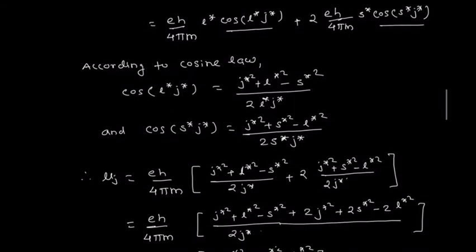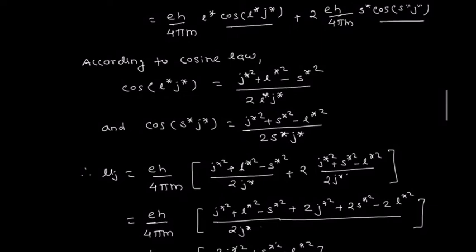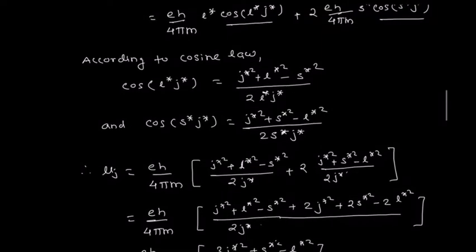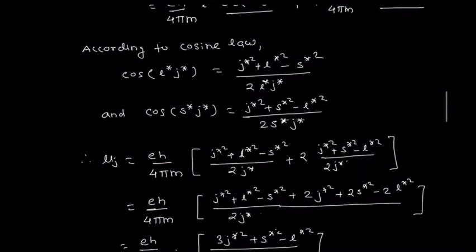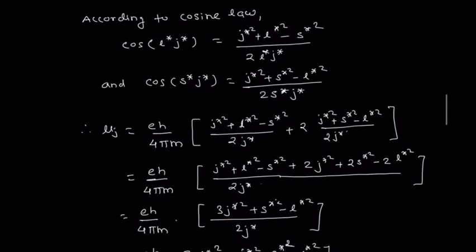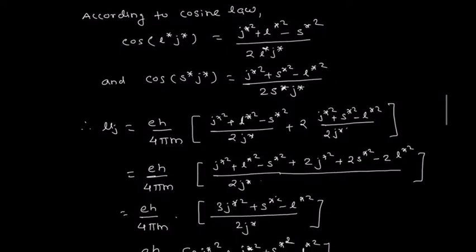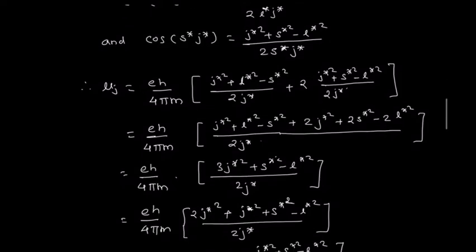Again simplifying the bracketed term by taking LCM twice J*. Numerator terms we first simplify and we get eh divided by 4πm into the bracket (3J*² + S*² − L*²) divided by twice J*². Again we simplify the bracketed term by writing 3J*² as 2J*² plus J*². It becomes 3J*². The other two terms we keep as they are: S*² − L*² divided by twice J*.